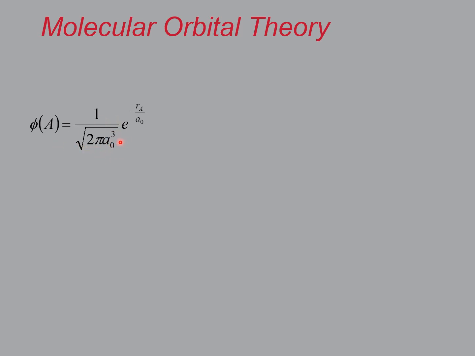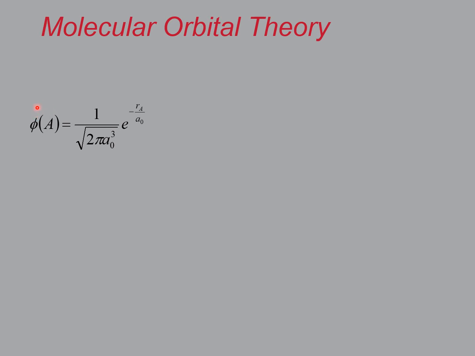A0 is a length parameter. It's half the length of the bond in H2. And this is just saying that the electron density for a 1s electron, its probability density, just drops off exponentially as you go away from the nucleus, and this r is the distance from the nucleus. So this is a 1s wave function centered on a single atom, which we're calling hydrogen atom A.